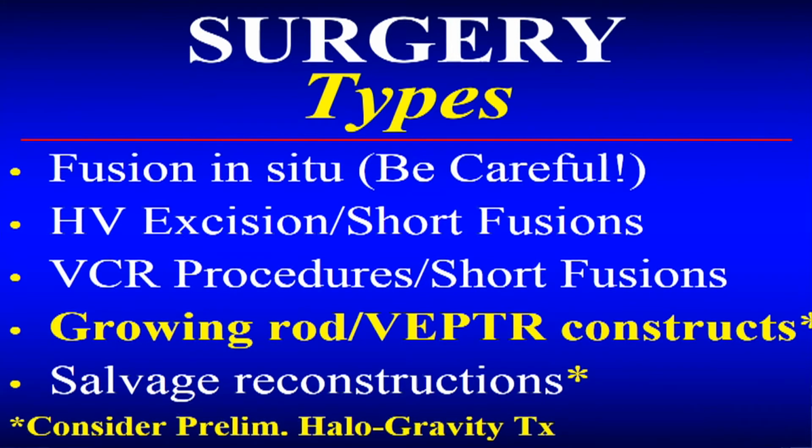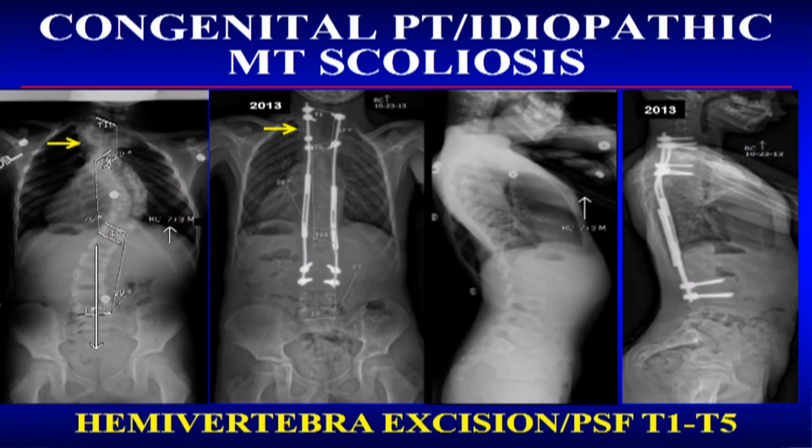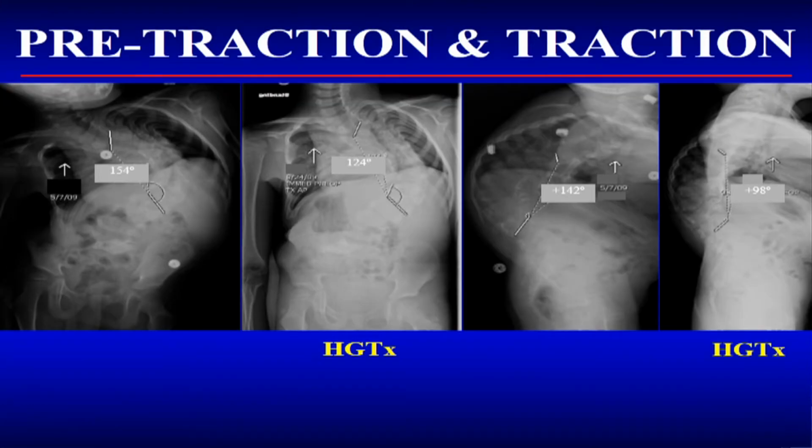Next, very commonly we use growing rods or vector constructs, the type of growing constructs, in patients with congenital early onset deformities. Here's a patient with a combined treatment of a resection of a hemivertebra producing a proximal thoracic deformity that's controlled well with a short fusion above, and then treatment of the idiopathic curve below with growing rods. So this is a combined treatment that we occasionally use for these type of patients.